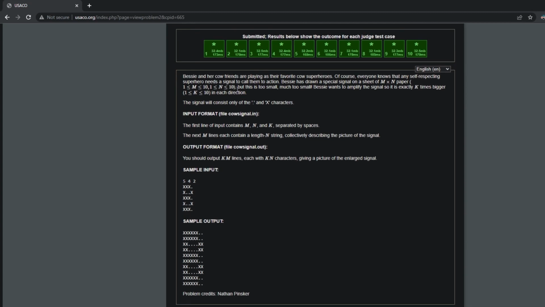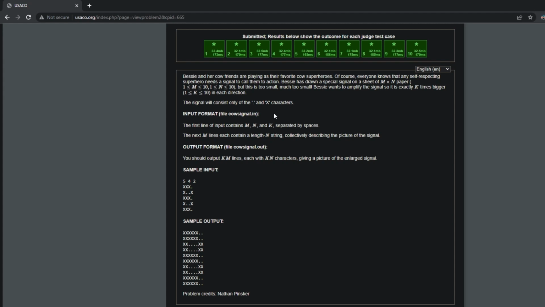So Bessie and her cow friends are playing as their favorite cow superheroes, and everyone knows that any self-respecting superhero needs a signal to call them to action. So she has a special signal on a sheet of M by N paper, and these are the constraints for M and N, but this is too small, and Bessie wants to amplify the signal, so it's exactly k times bigger in each direction. Okay, and the signal will consist of the dot and x characters, right?